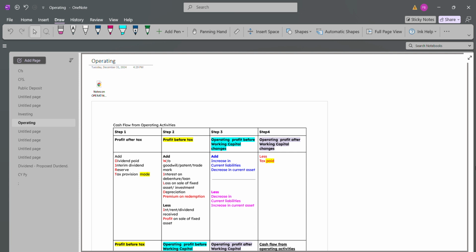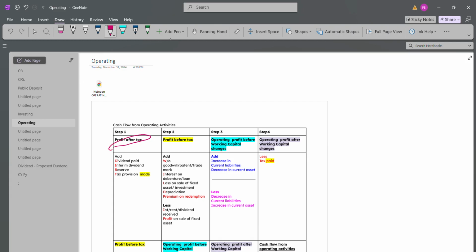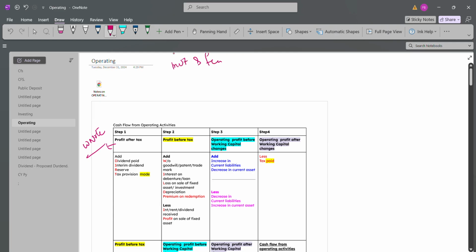Now, we will start with the main operating activities of the cash flow statement. There are four steps involved. First, we find out profit after tax. Actually, this has to be calculated in a working note, but here, first we are trying to understand. Whatever doesn't come in investing and financing comes in operating.